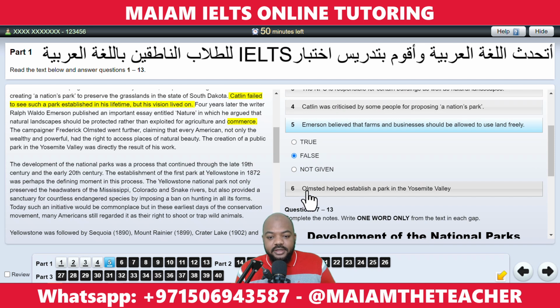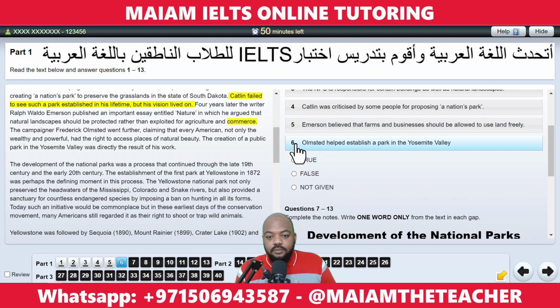Now, last but not least, we have here Olmsted helped establish a park in the Yosemite Valley. So let's continue. It says here the campaigner Frederick Olmsted went further, claiming that every American, not only the wealthy and powerful, had the right to access places of natural beauty. The creation of a public park in the Yosemite Valley was directly the result of his work. So, he helped establish a park in the Yosemite Valley.